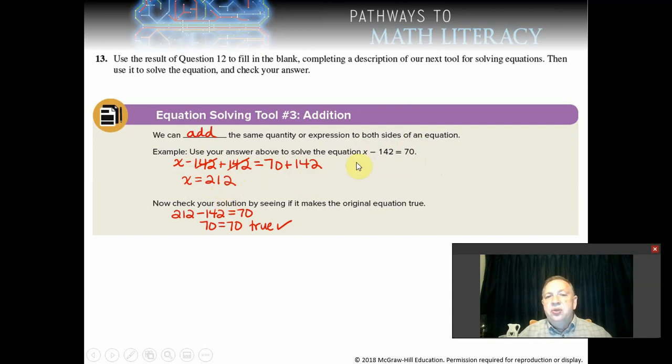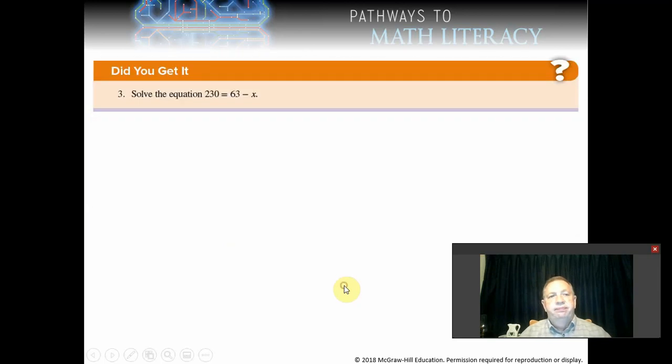And now if I took this 212, stuck it back in there, does it still give me a true statement? 212 minus 142 is 70, and that equals 70. That's true. And that lets us know that we haven't made any mistakes and we've got the correct answer.